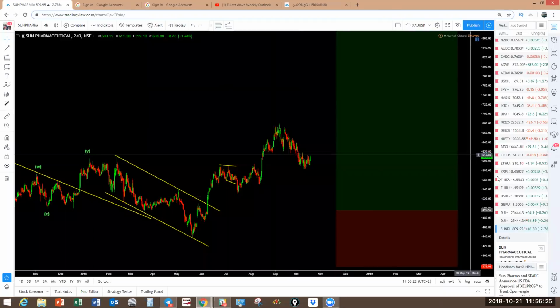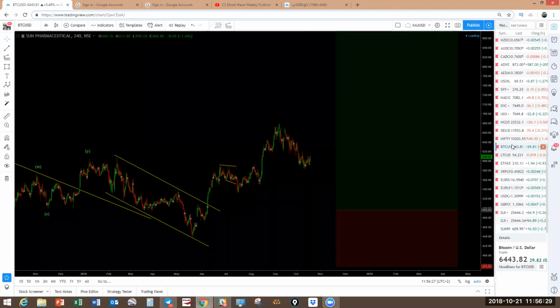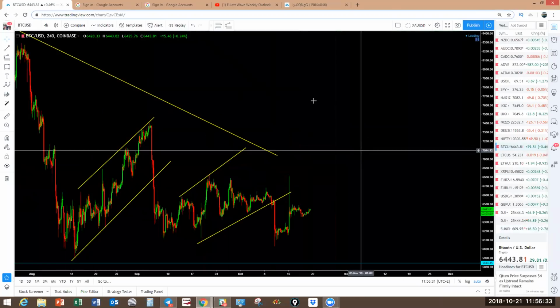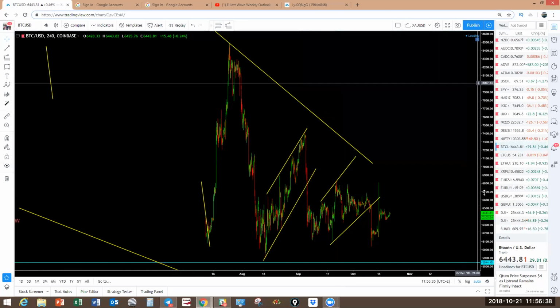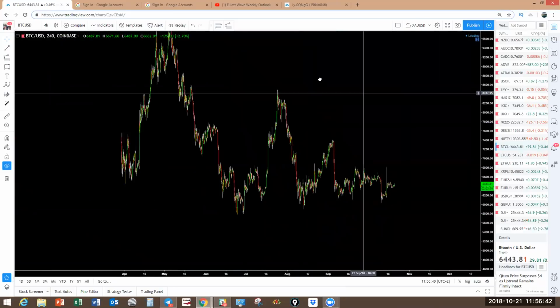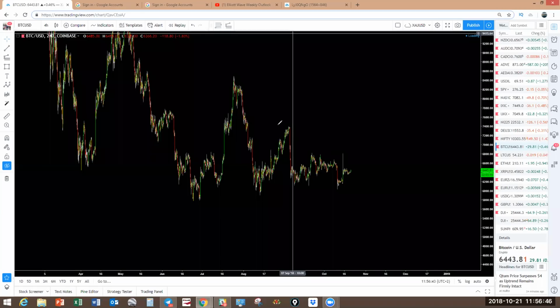Now, looking at the cryptocurrencies, let's look at Bitcoin. Bitcoin has not gone anywhere since last week. Okay, we're on the 240 here. I'm not gonna go to the high time frame. I think you guys can, from previous charts, see how we're looking at this so far.